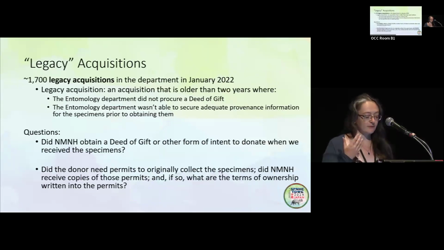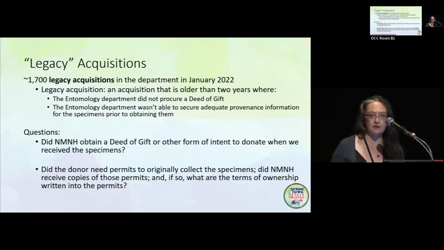At the start of this position, there were 1,700 legacy acquisitions that we had to resolve. Those are transactions that have been unresolved for 2 years, and they may lack proof of an intent to donate, such as a deed of gift, or they lack provenance information. Even though the acquisitions were obtained in previous decades, we're using best practice standards today to resolve them. That requires a lot of investigative work.